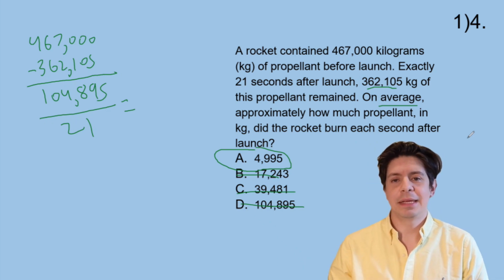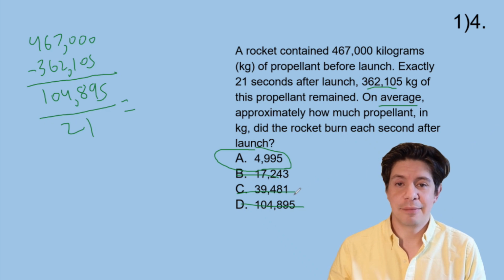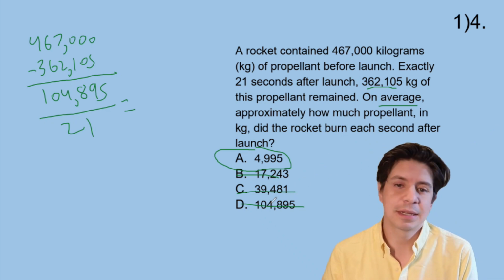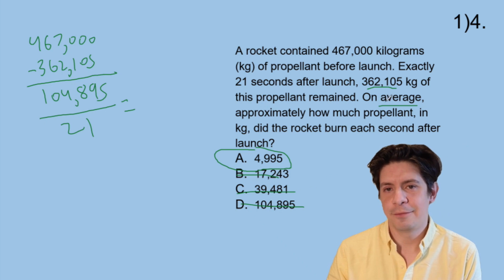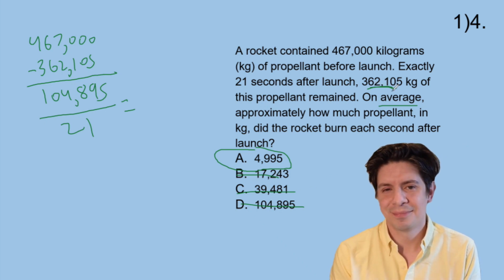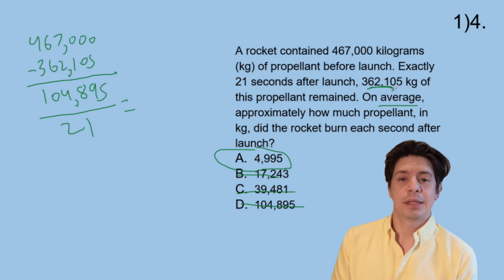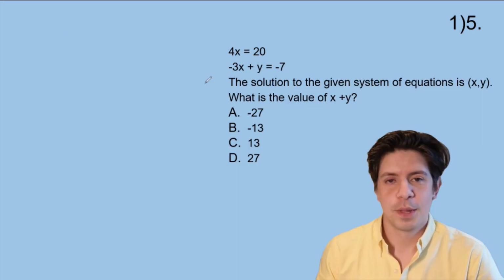And that's how this one works, right? So the key really is to make sure you read the question carefully. If you had just done the math without dividing by the 21 seconds, you would have gotten D, right? B, I think, would be what you get if you chose this number and divided it by 21 seconds. And C, I don't actually know how you would get C, but it doesn't matter because we're not getting C, we're getting A, all right?